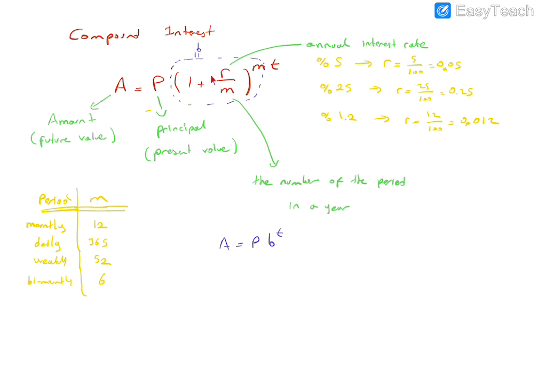From this formula we can also observe some other things. If a principal P is invested at an annual rate r and compounded continuously, then the amount accumulated at the end of t years can be given by the following formula. A equals P times e to the power rt. Why?